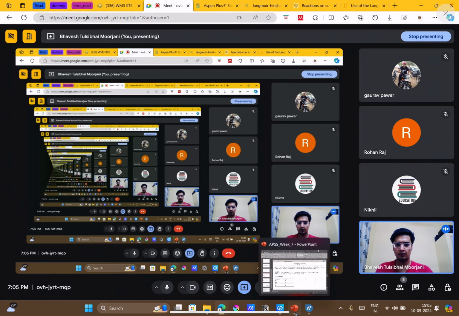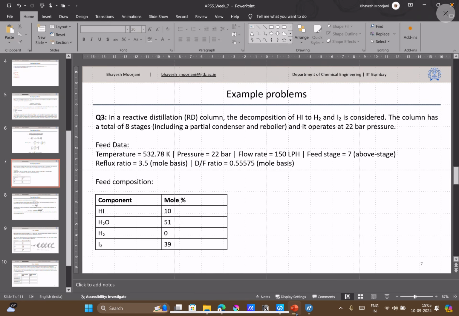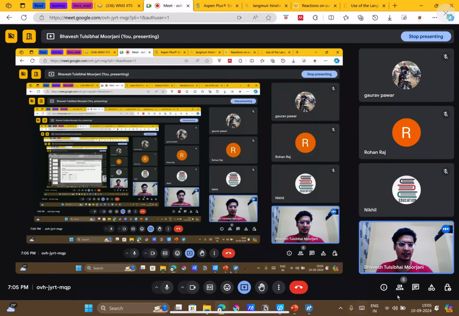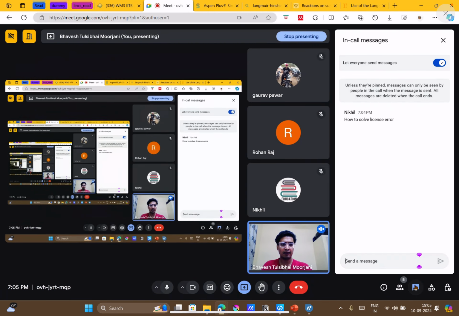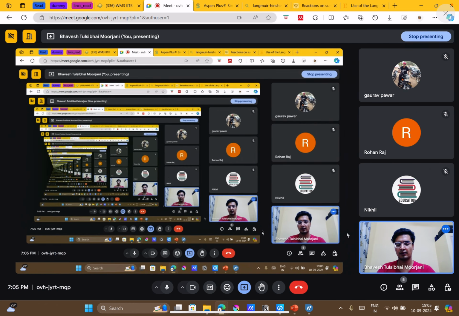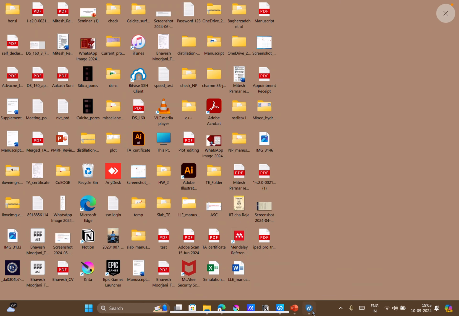Do any of you want to do this example again? Reactive distillation column. Nikhil, do you have access? I guess you don't have access to Aspen Plus right now. Okay. Anyway, if you don't want to share your screen, I will do it, but you just have to wait for a few minutes.